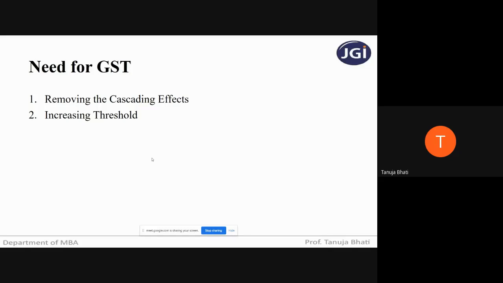So earlier it was 5 lakhs, 10 lakhs, which was a very small threshold limit. But now with the increase in the threshold limit, it becomes easier for small business people. Is this point clear?